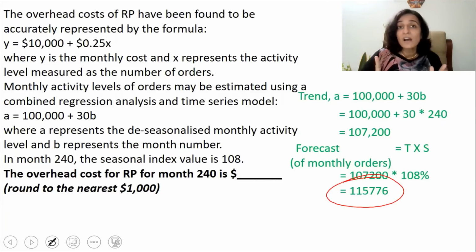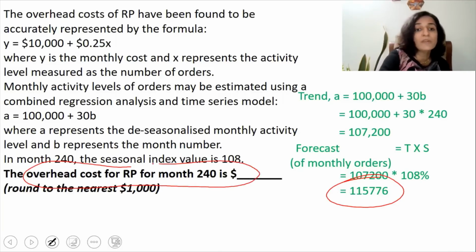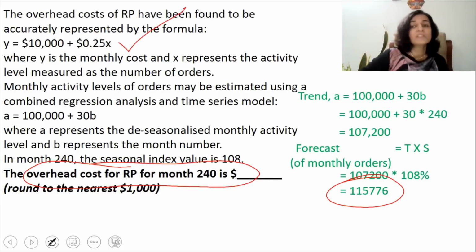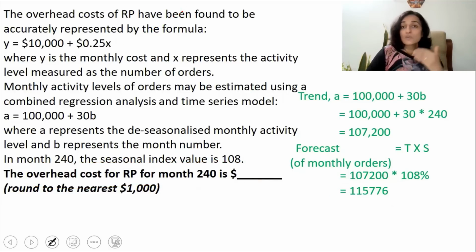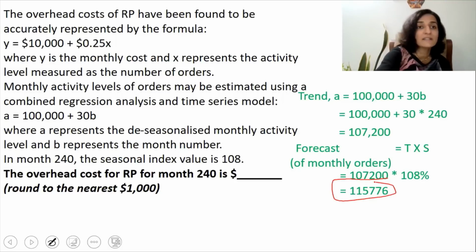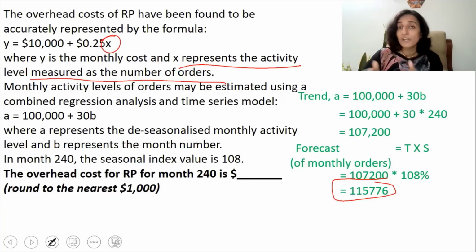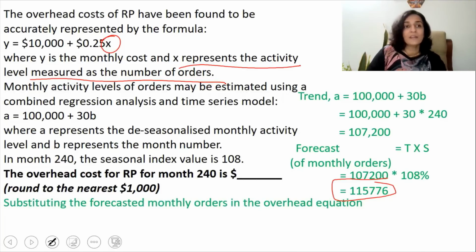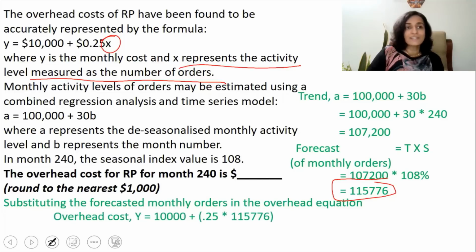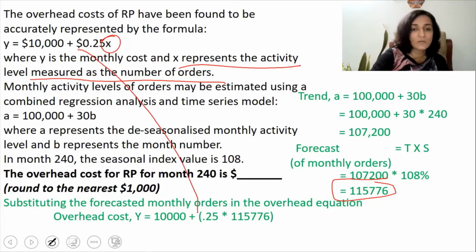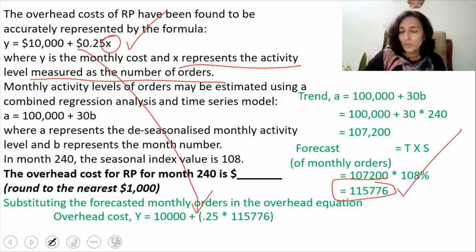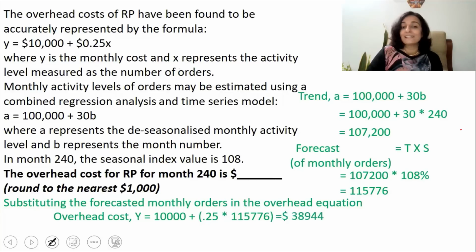So now we have got the orders, but we are not asked to find out the forecasted sales or forecasted monthly orders. We are asked to find out the overhead cost for RP for month 240. So we will have to adopt this equation because that's the equation for the overheads. So all that we have to do is, this is the monthly orders, that is X, because X represents the activity level measured as the number of orders. So now since we have got the orders, we will substitute that in place of X. So substituting the forecasted monthly orders in the overhead equation, we get overhead cost Y is equal to 10,000 plus 0.25 multiplied by 115,776. I have just copied this equation here, and in place of X, I have used the forecasted sales that we have got for month 240. So what is the total overhead cost?